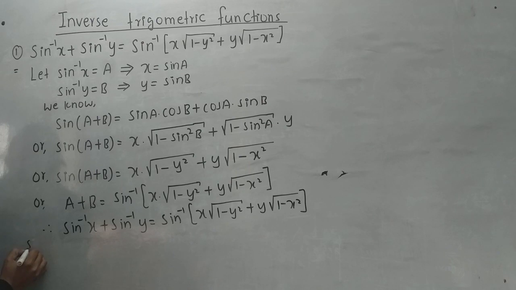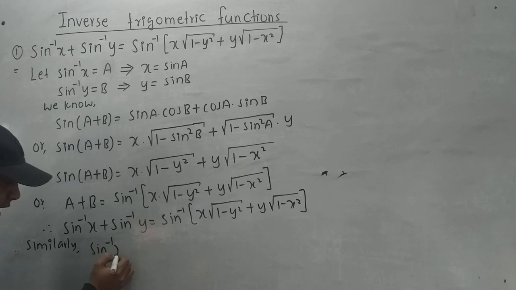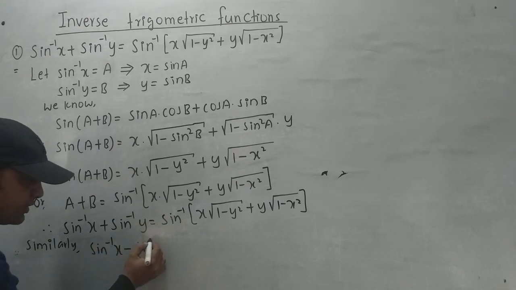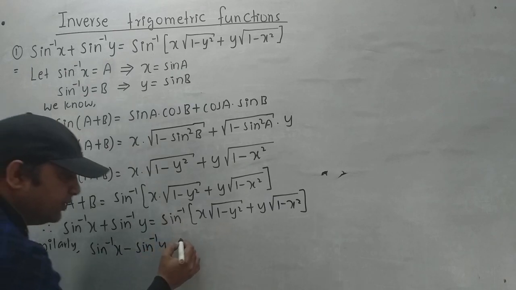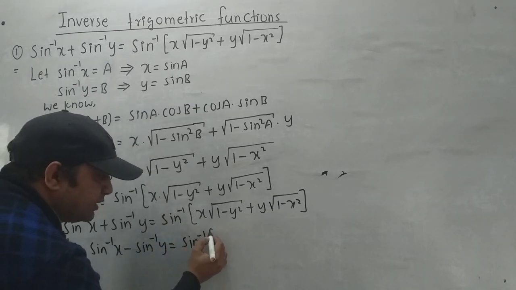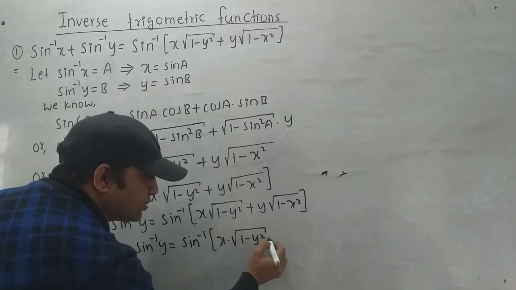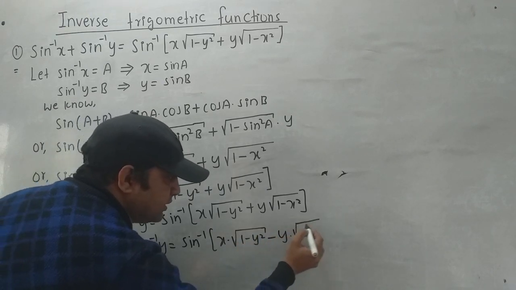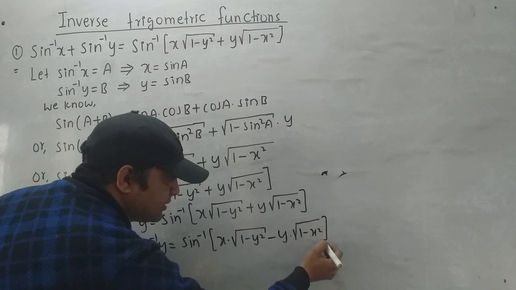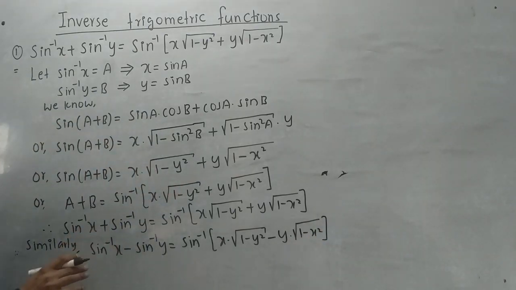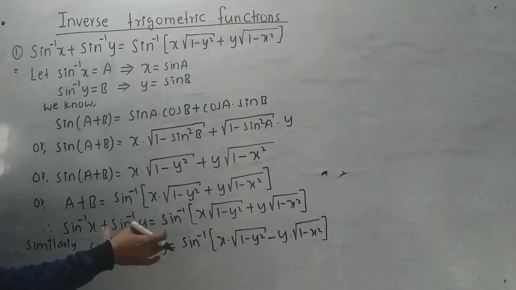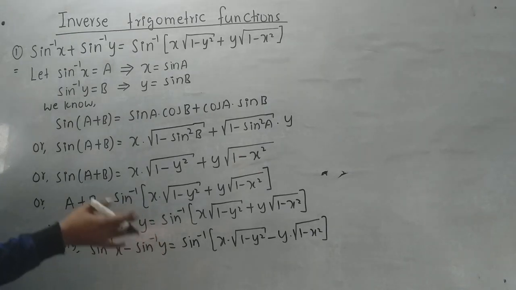Similarly, formula 2 will be sine inverse x minus sine inverse y. The formula will be sine inverse of x times under root of 1 minus y square minus y times under root of 1 minus x square. We just have to apply the formula for sine A minus B, which is sine A cos B minus cos A sine B.